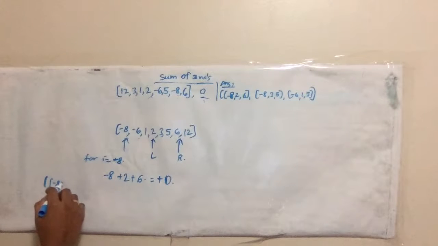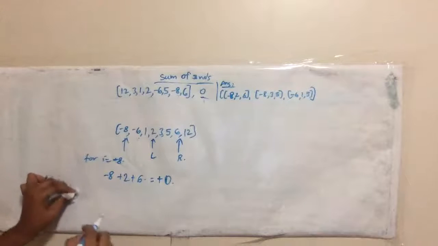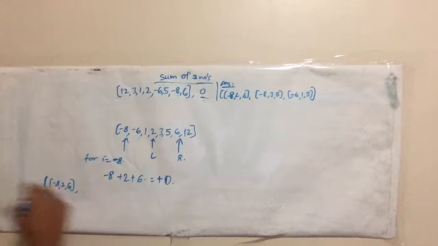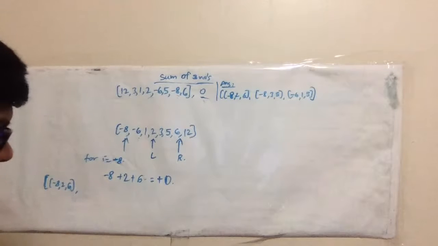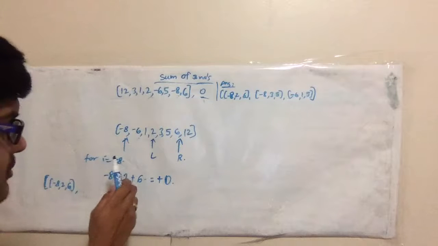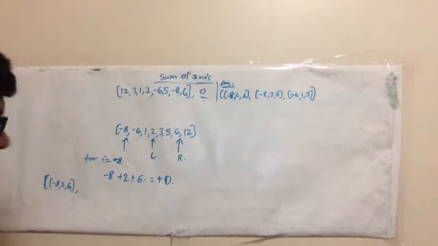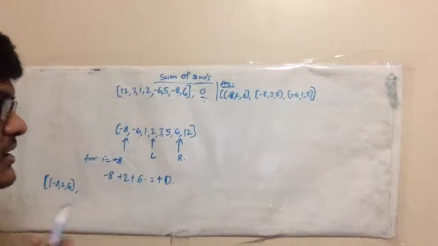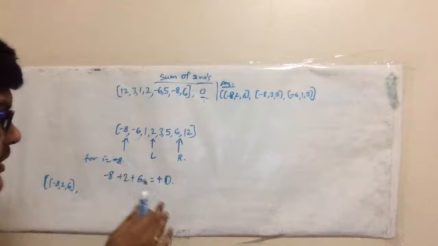-8, 2, 6, this will give our target sum. Okay. So does this iteration stop now? No, it didn't stop. So we want to check further using minus 8. Is there still any other possibility of making 0? That's what we need to check here.